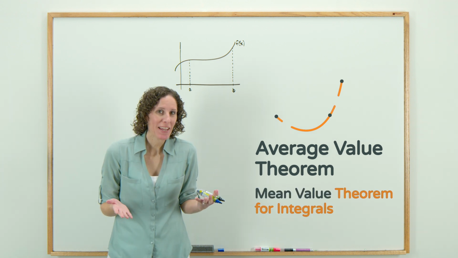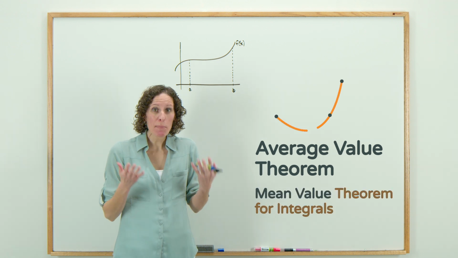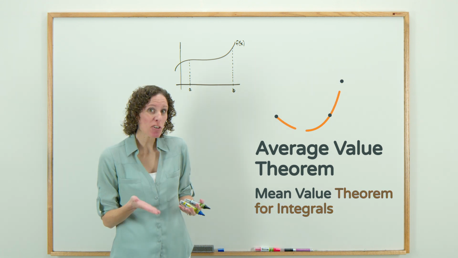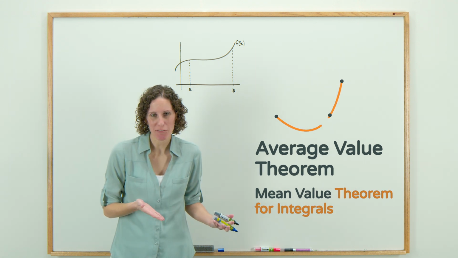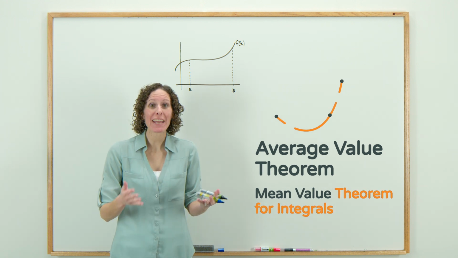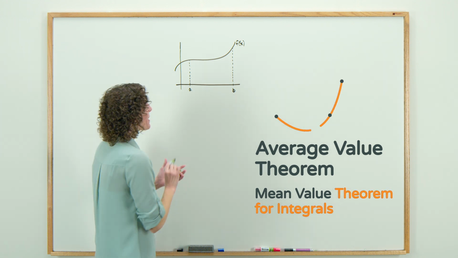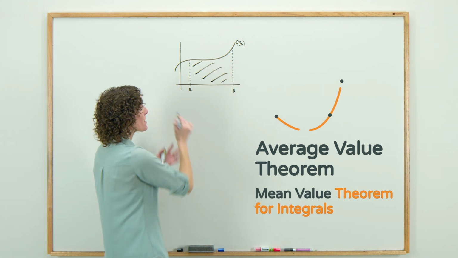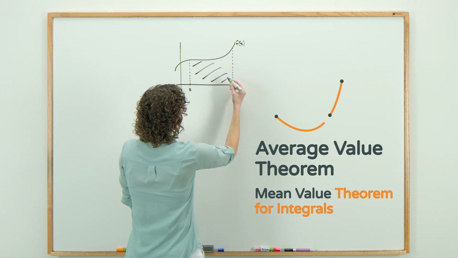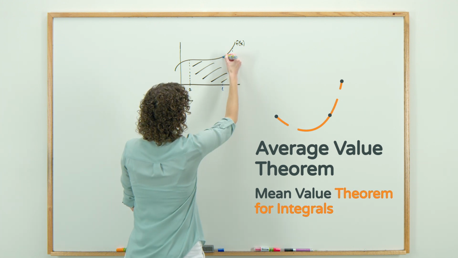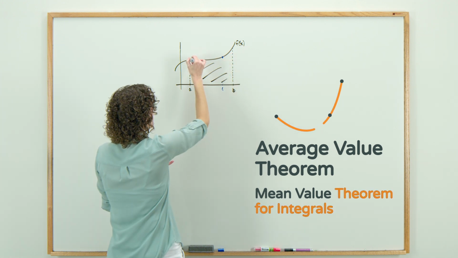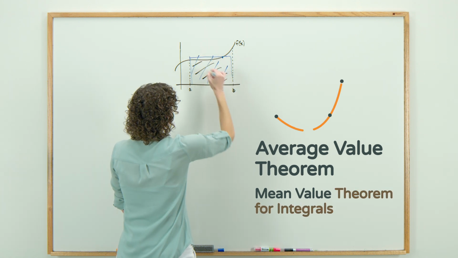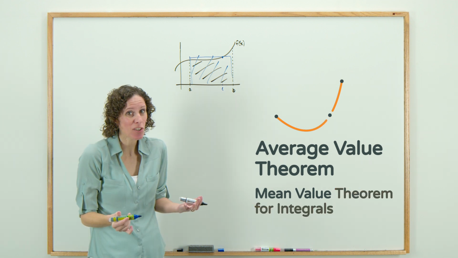So the mean value theorem allowed us in differential calculus to find out when the slope of the secant line is equal to the slope of the tangent line, the average rate of change equaling the instantaneous rate of change. Well, we have something very similar in integral calculus. What we have is this area under the curve. Well, there is a point somewhere in this interval, a point C, that is going to help us create a rectangle that has the exact same area as the area under the curve.